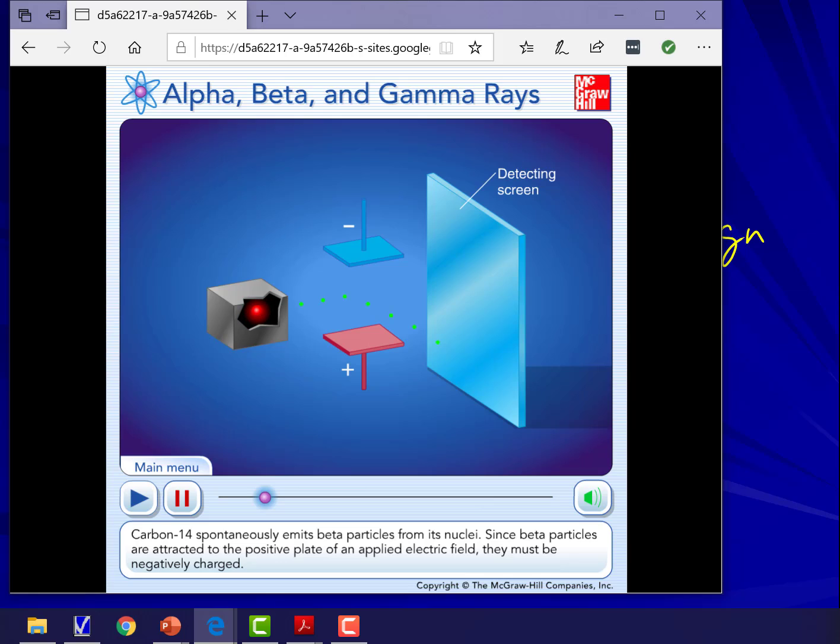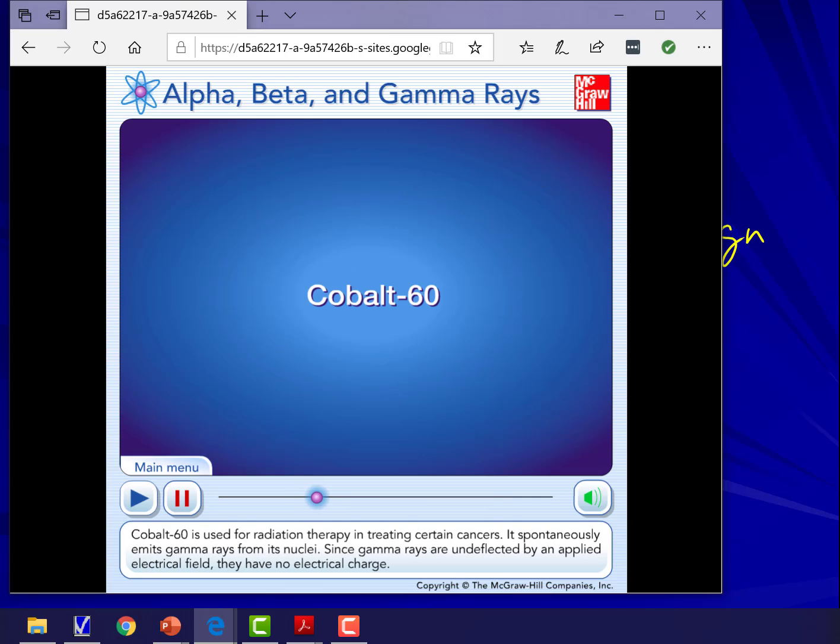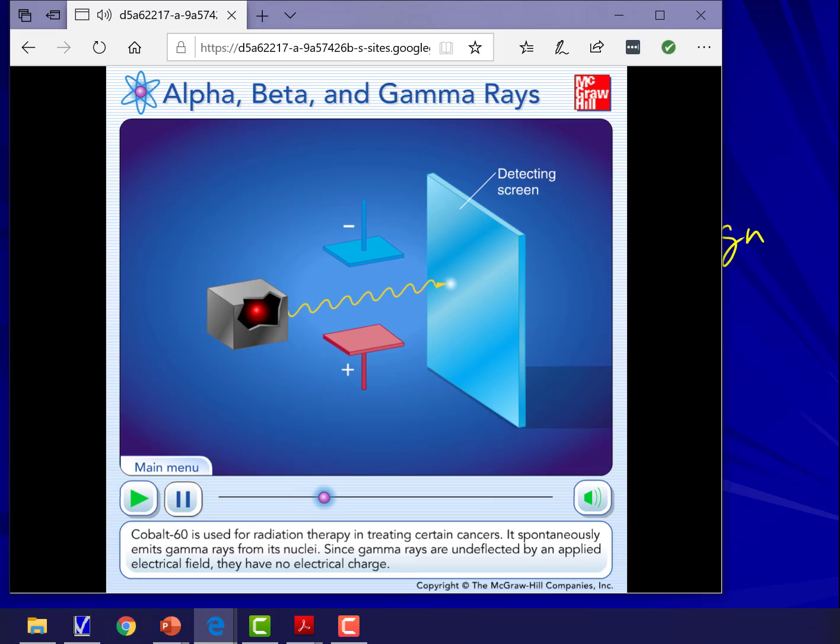Okay? What would happen with a gamma emitter, like cobalt-60? Cobalt-60 emits gamma as part of the way it gets rid of its energy. Where would the gamma show up? Well, gamma has what kind of charge? None. So how's it going to be affected by the positive and negative charge? It's not. So it's going to go straight through without turning.